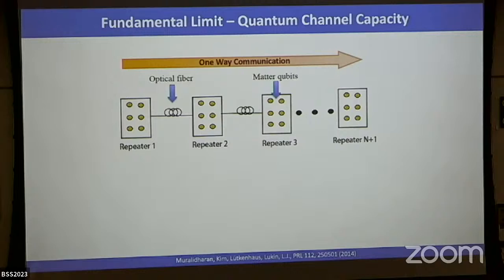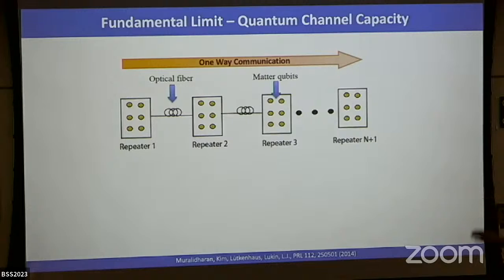That's how the undersea cables worked. The difference is that for the quantum case, we cannot just amplify the quantum signal. There is the no-cloning theorem, okay? So what we can do is error correction. We can encode the information so that it is robust against loss errors.